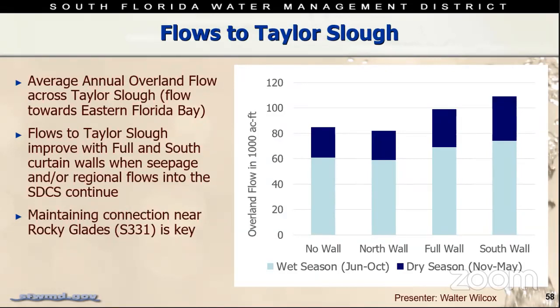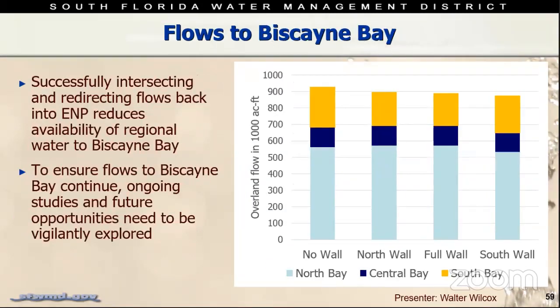And again, our hypothesis for why that's happening is because that small opening to the north of the 1.5 square mile area and south of the existing rock miners wall seems to provide some opportunity for water to make its way out of Northeast Shark River Slough and come down into Taylor Slough for some positive benefit in this area. And so if you move to the next slide, but not everything is good news. And this is the flows to Biscayne Bay. When we look at the no wall configuration, again, this is a stacked bar for North Bay, Central Bay, and South Bay.